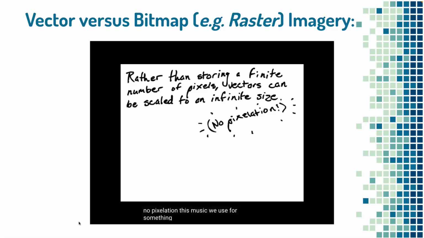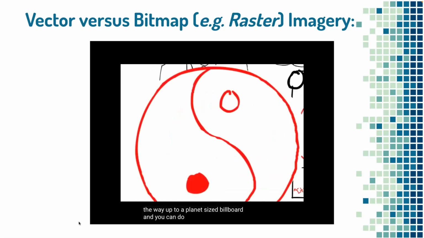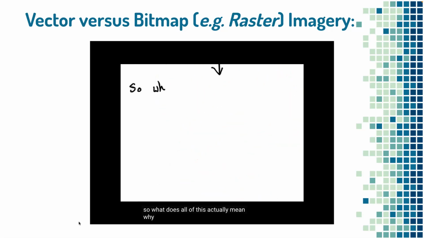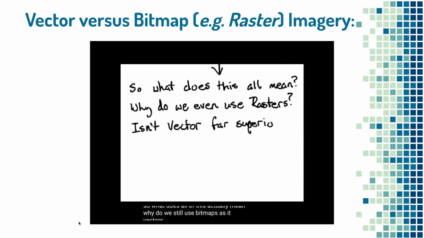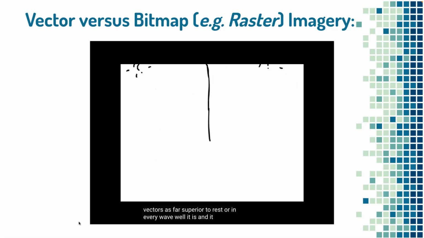This means they can be used for something as small as, say, a stamp, to a package like a bottle, to a poster, all the way up to a planet-sized billboard, and you can do it all from the same file. So what does all of this actually mean? Why do we still use bitmaps? Isn't vector just far superior to raster in every way? Well, it is and it isn't.